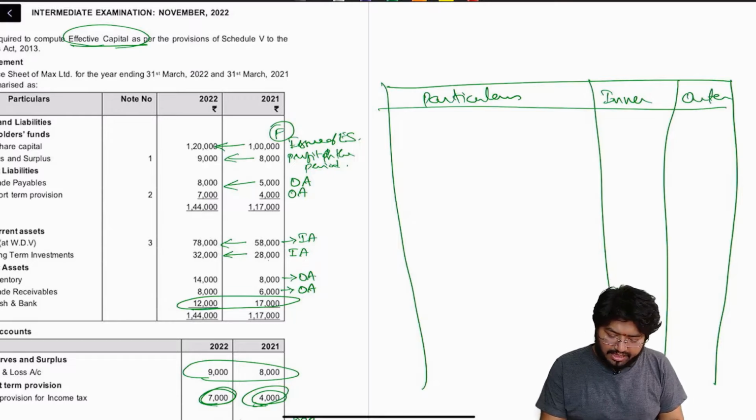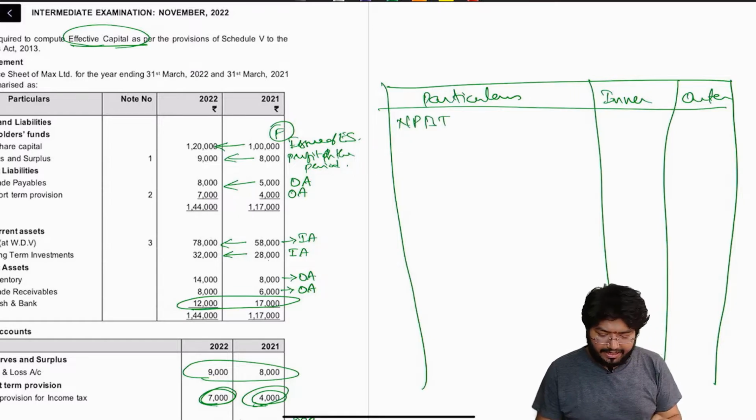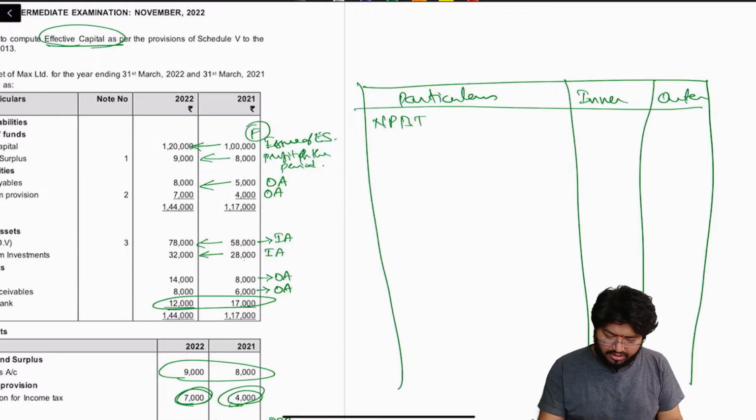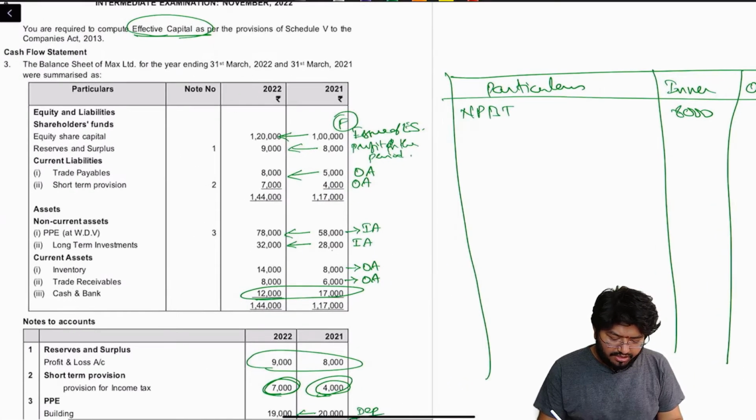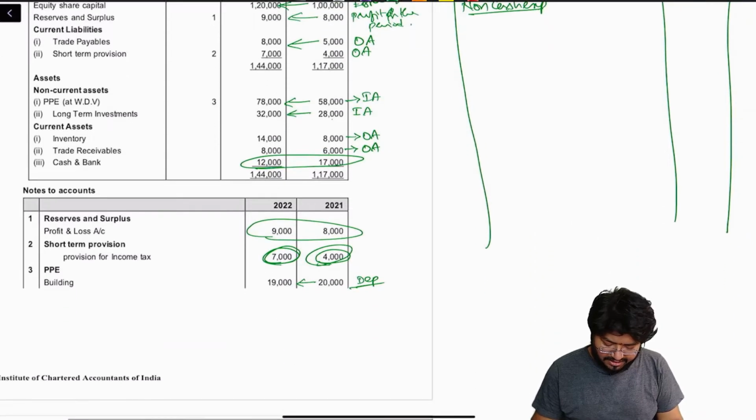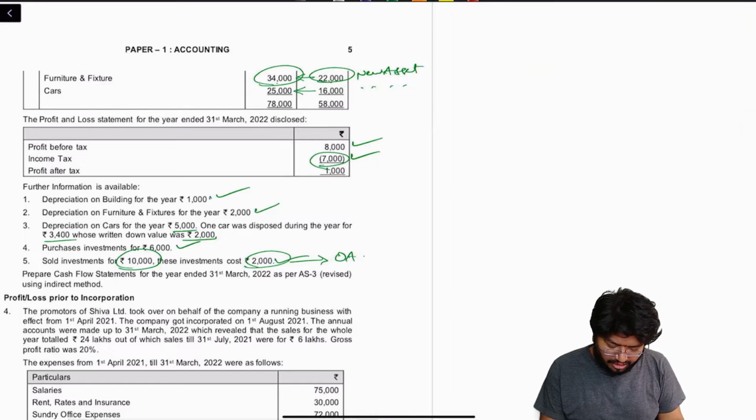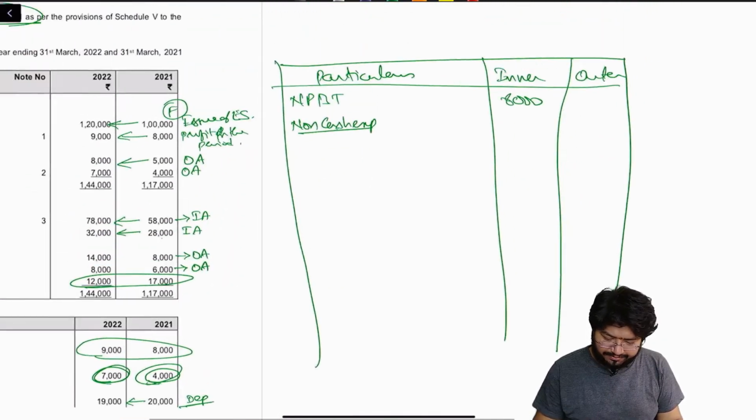Okay, your starting point is net profit before tax. You are starting with cash flow from operating activities. Okay, your net profit before tax is given there, which is 8,000 rupees, to which you are supposed to make multiple adjustments. First, let us take non-cash expenses. Non-cash expenses, he has given you about depreciation on building for 1,000, furniture and fittings 2,000, cars 5,000. So all put together 8,000 is your depreciation.